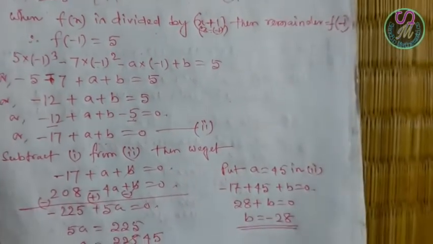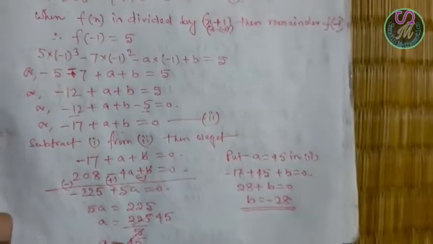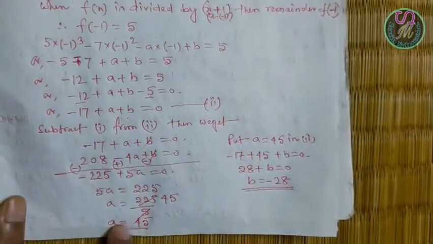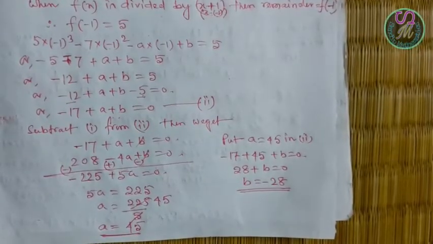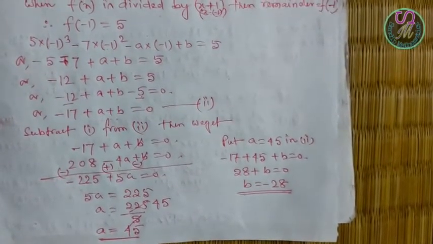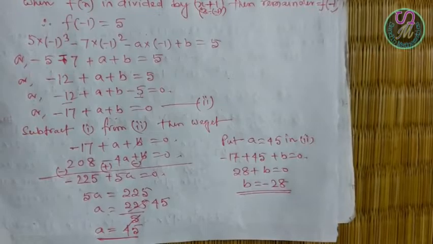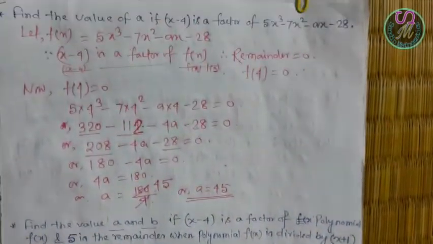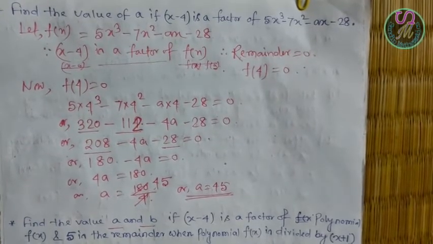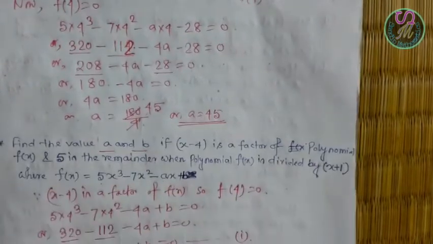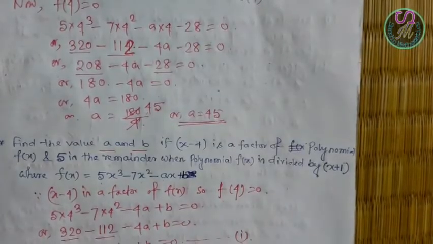So we have to find the value of a and b. So the value of a is 45 and the value of b is minus 28. So by using the factor theorem, here the two types of problem: either we have to find only one variable, that means this one is the first one, this problem, and if you have to find the two values, that means the value of a and b, the second part.